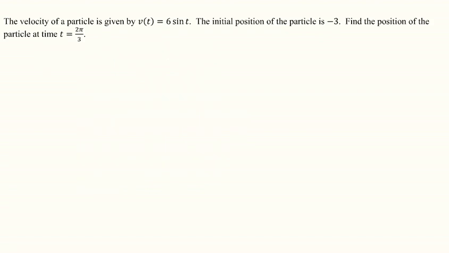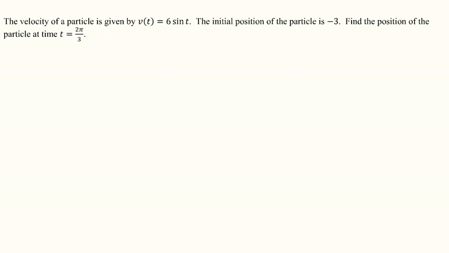Next we've got a particle motion problem. So the velocity of a particle is given by v of t equals 6 sine t. The initial position of the particle is -3. Find the position of the particle at time t equals 2 pi over 3. And this one, if I were to ask this question on a quiz or something, I would say, give an exact answer, which is code for don't use the calculator. Because the calculator is not going to give you an exact answer, unless you have a TI.